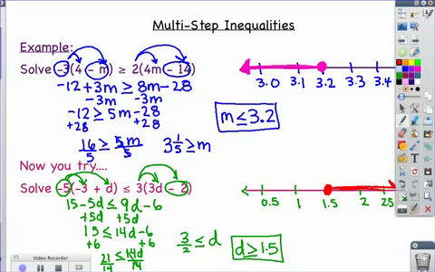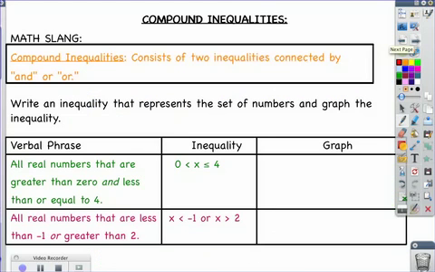Now we're going to talk about compound inequalities. Compound inequalities consist of two inequalities connected by either an and or an or. For example, if I'm talking about all real numbers that are greater than 0 and less than or equal to 4, I'm looking for numbers that fall into both of those categories, that are simultaneously both greater than 0 and less than or equal to 4.